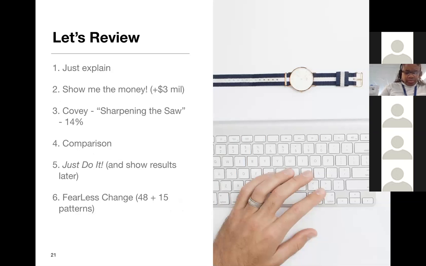Okay, so let's review the six. Just explain to them, show them the money. I'm saying $3 million. You could argue with that ratio. We can get a little spreadsheet out and tweak that ratio. Talk about the Covey book and the sharpening the saw idea and the 14%. Talk about a comparison. Just do it yourself and then show the results later, and then get out all those 48 plus 15 patterns and work on those. So those are some ideas about how to make it happen.